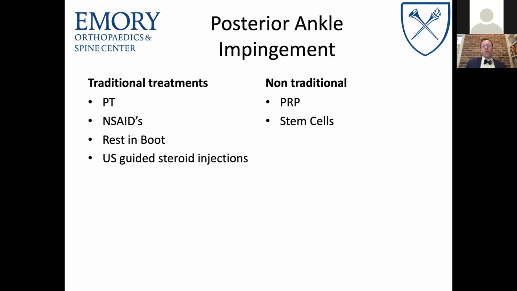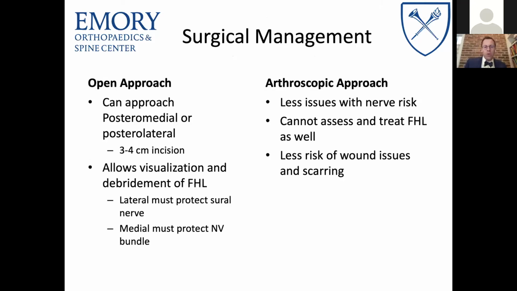And so what are the treatment options? The traditional treatments are PT, rest in a boot, nonsteroidal anti-inflammatories. For a true os trigonum with inflammation, I really love my non-operative partners to do an ultrasound-guided steroid injection. I'm not super excited when it's a tendon involvement, because I always worry a little bit about steroid injections with tendons. We're definitely trying some more non-traditional therapies like PRP or stem cell injections. But what do we do when those sort of treatments fail? That's when we start to talk about surgical management.